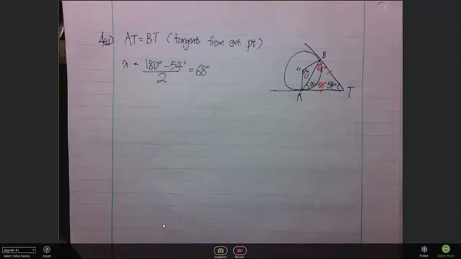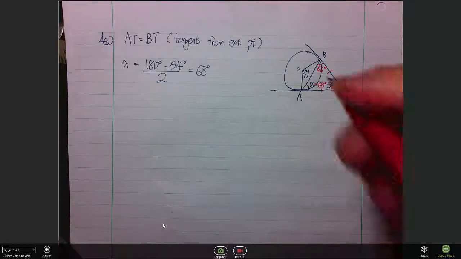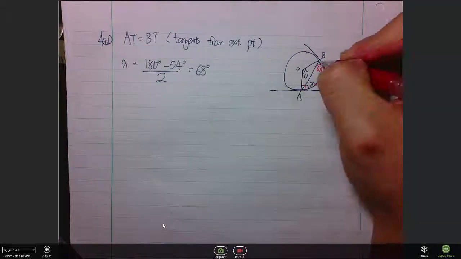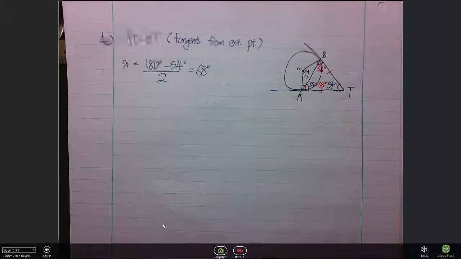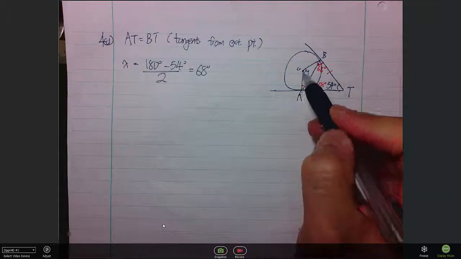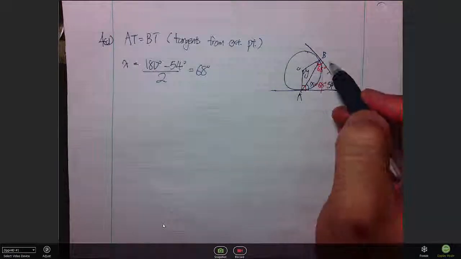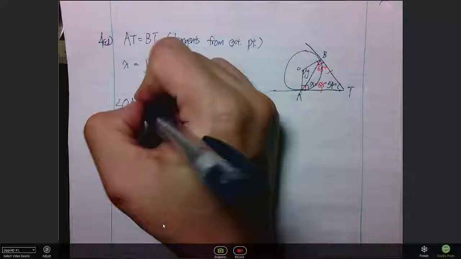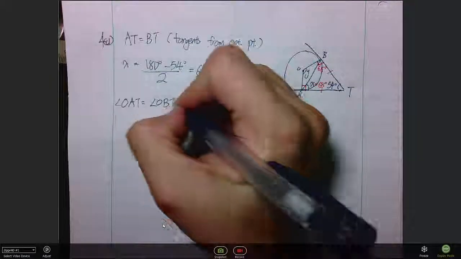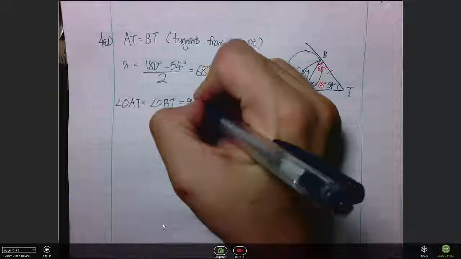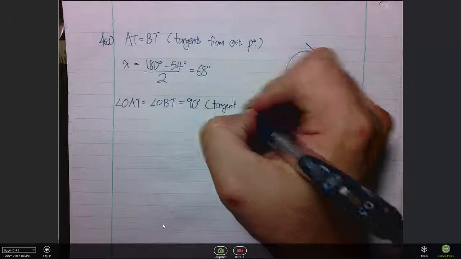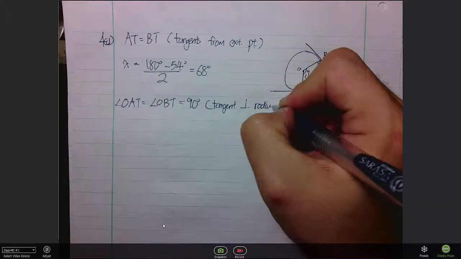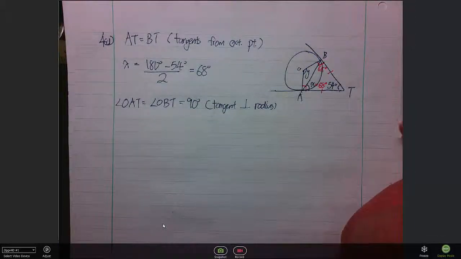Now how to find Y? First and foremost, I know that OAT and OBT are both equal to 90 degrees, because these are tangents perpendicular to radius. So I'll say angle OAT equals angle OBT is equal to 90 degrees, and the reason being tangent perpendicular to radius.